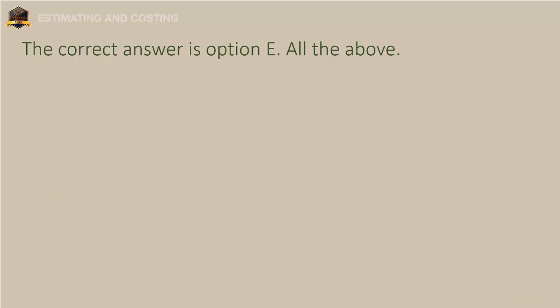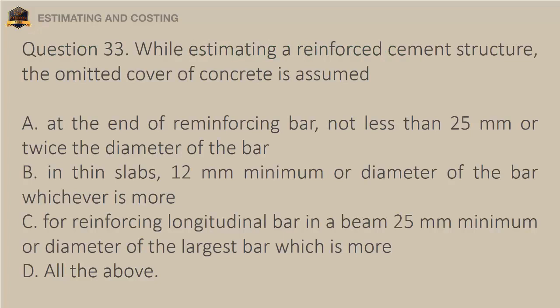Question 33. While estimating a reinforced cement structure, the omitted cover of concrete is assumed. A. At the end of reinforcing bar, not less than 25 millimeters or twice the diameter of the bar. B. In thin slabs, 12 millimeters minimum or diameter of the bar, whichever is more. C. For reinforcing longitudinal bar in a beam, 25 millimeters minimum or diameter of the largest bar, whichever is more. D. All the above.